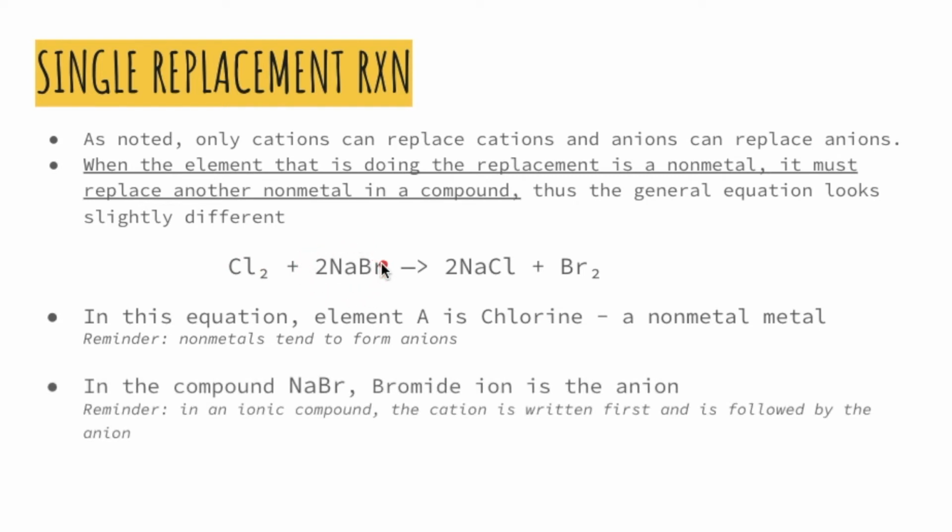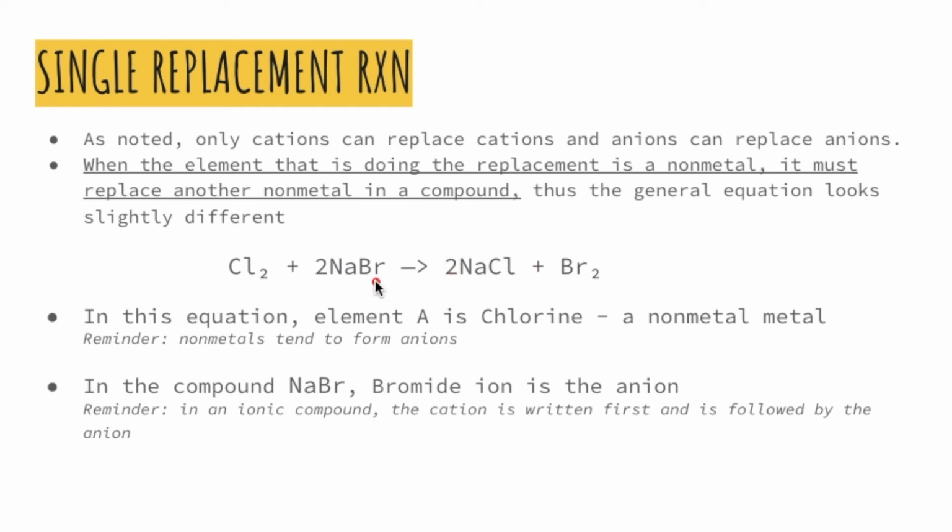Our compound is going to be NaBr. This is sodium bromide. This is also an ionic compound, and we know this because sodium is a metal, bromine is a nonmetal. When we talked about naming ionic compounds, cations were written first and anions were following. So our chlorine is going to be replacing our bromine and not our sodium. Therefore, our product is going to be NaCl.